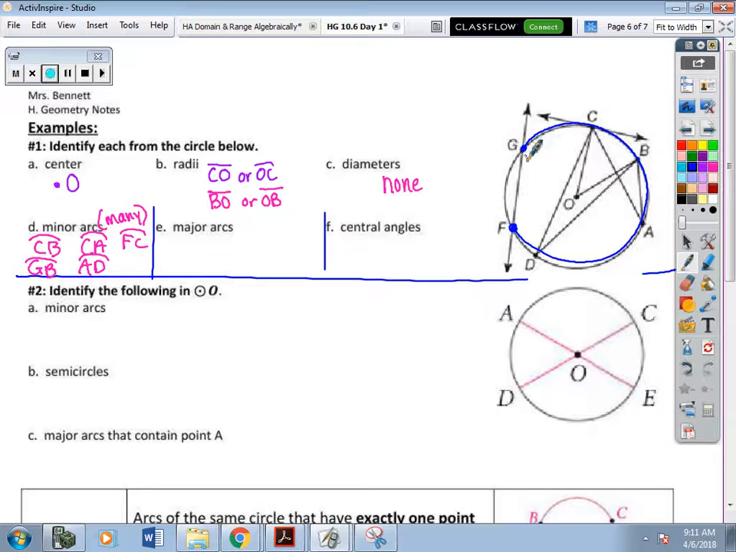Yes, what's another way we could name that? Marquise? FG. No. If you call it FG, you'd be talking about this one.